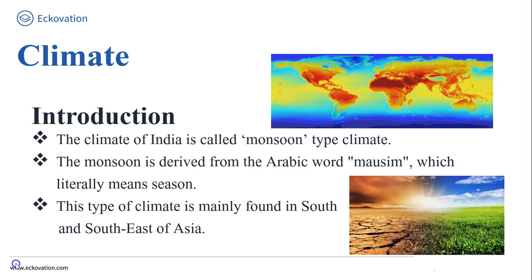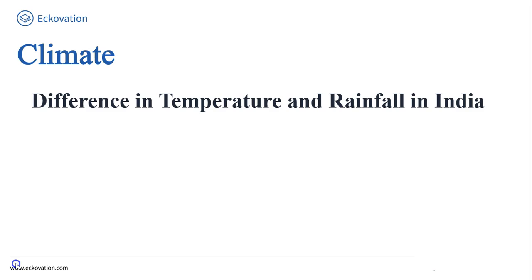Now, let's move ahead. We will continue our discussion with climate, and now we will discuss the difference in temperature and rainfall in India. My dear friends, when we talk about temperature and rainfall, or you can say precipitation, these differ from place to place and season to season. So friends, now we will see how this differs from place to place and season to season.